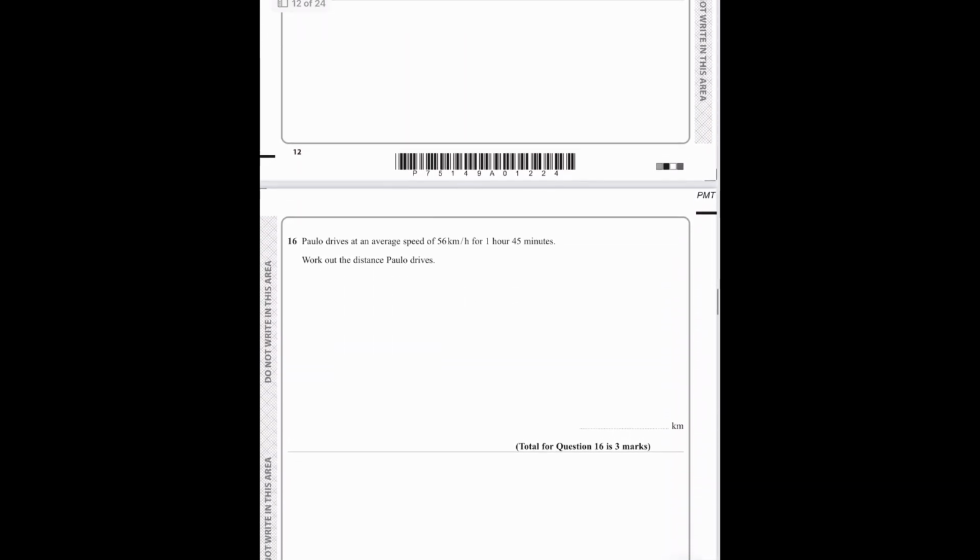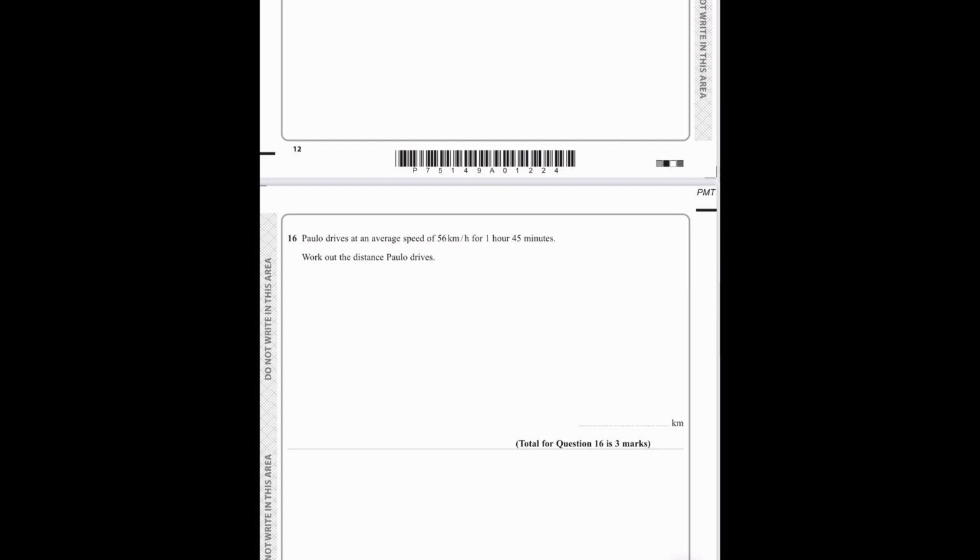Paulo drives an average speed of 56 kilometers per hour for 1 hour 45. So a quick speed, distance, time triangle. Speed of 56, time for 1 hour 45. Now we need to put that into hours. So that's 1 hour and 45 out of 60. So 1 and 45 out of 60. Now we're going to times those two together. Don't forget to use your fraction button. And the answer is 98.